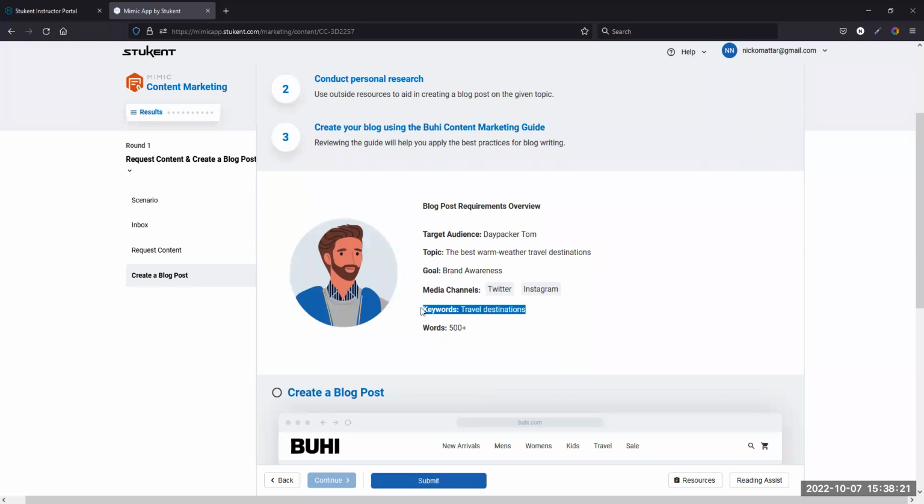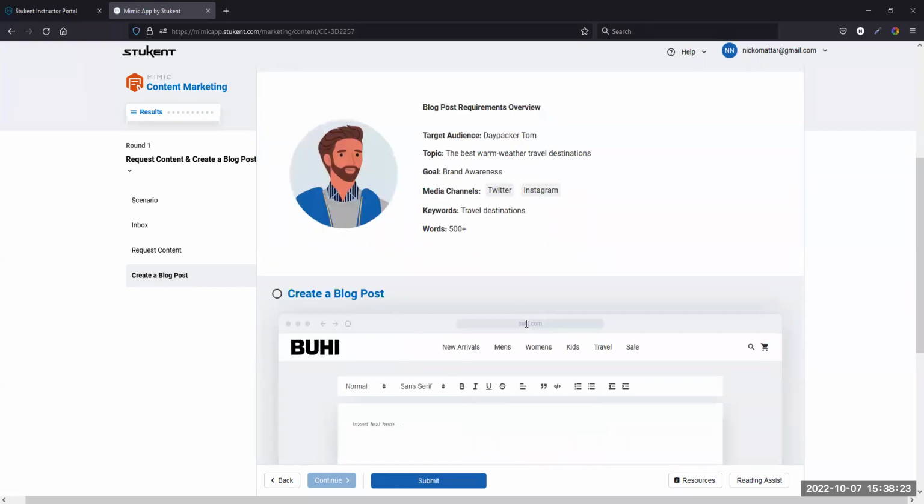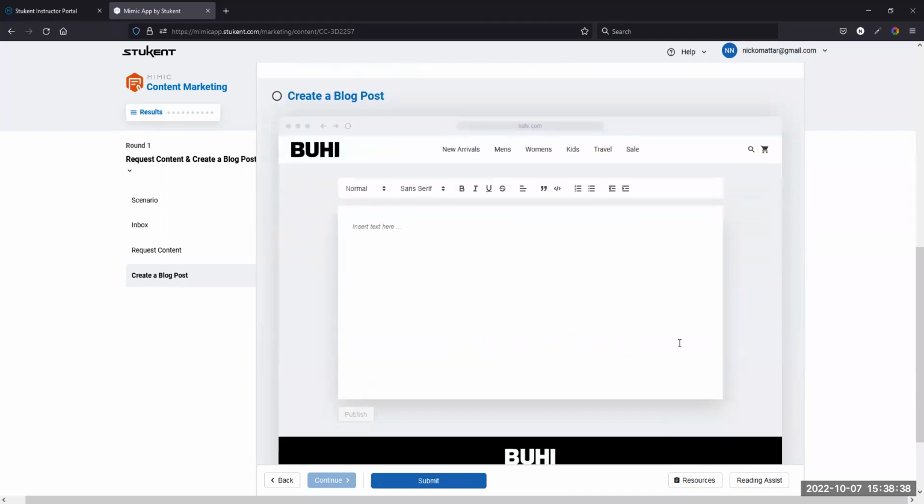They assign you the keywords. So keywords are travel destinations. Okay. That's a weird keyword. 500 plus, so pretty low requirements. Brand awareness. The best warm weather travel destinations. They kind of give you your title. And from there, you just go in and build it.